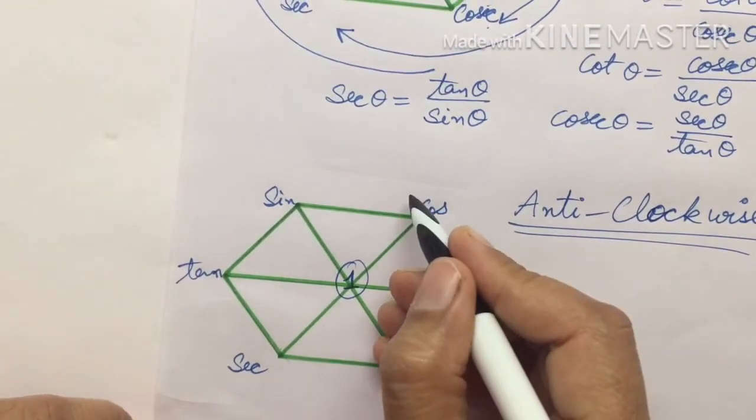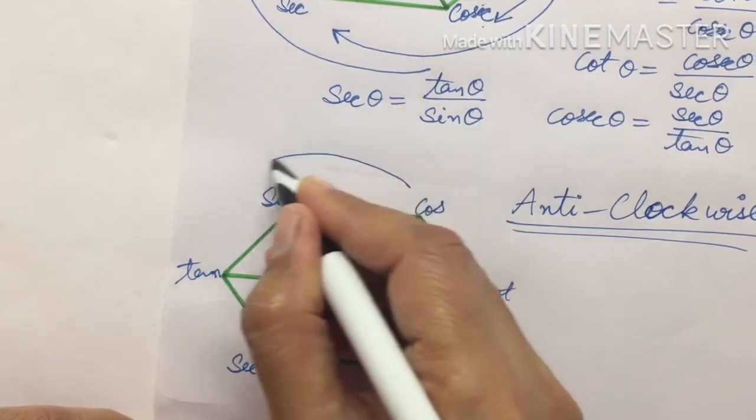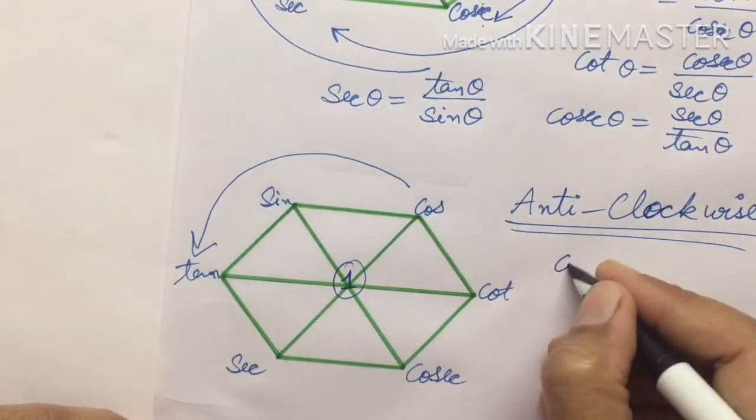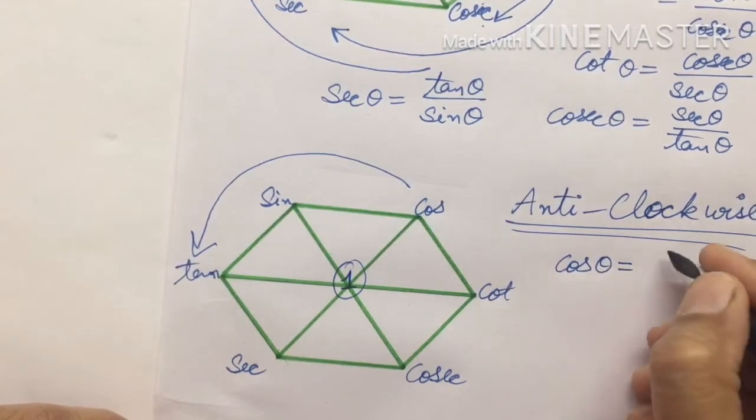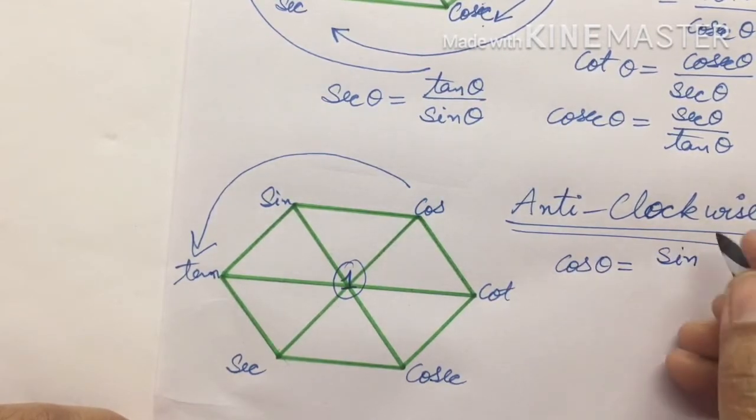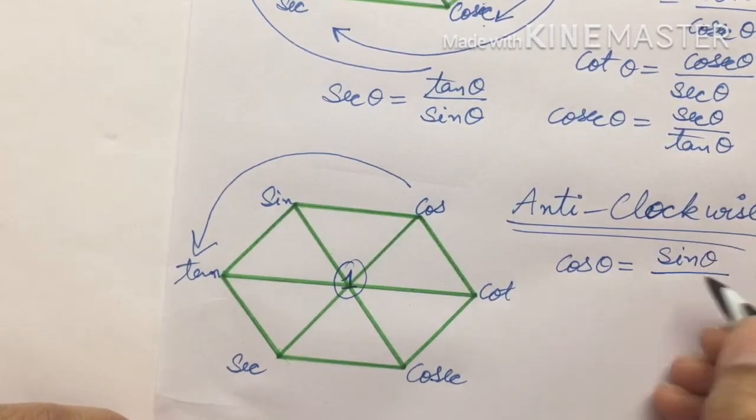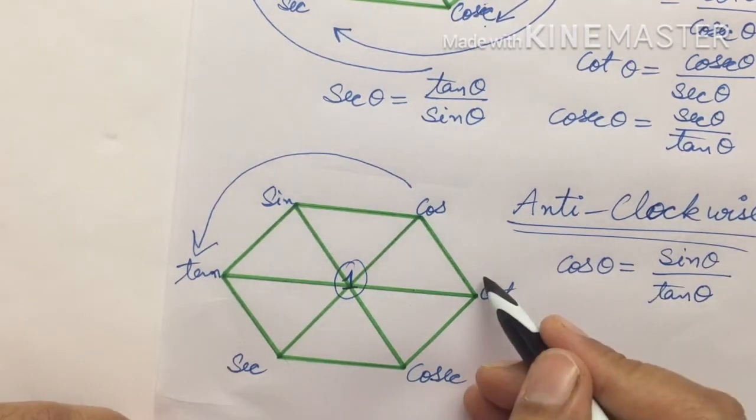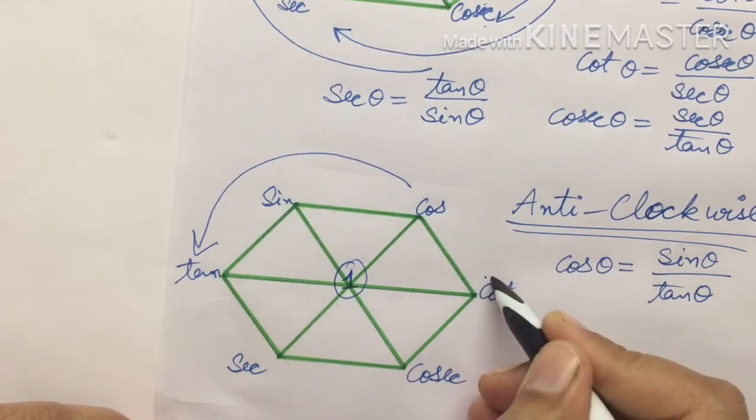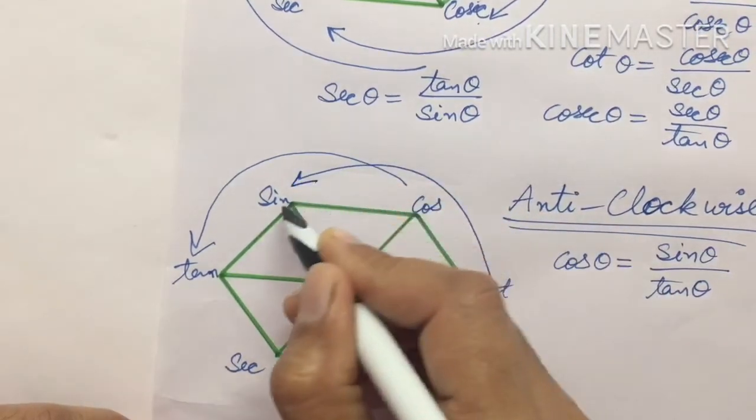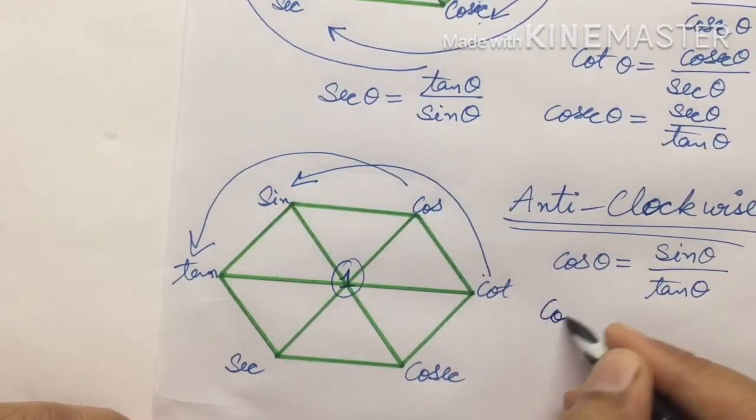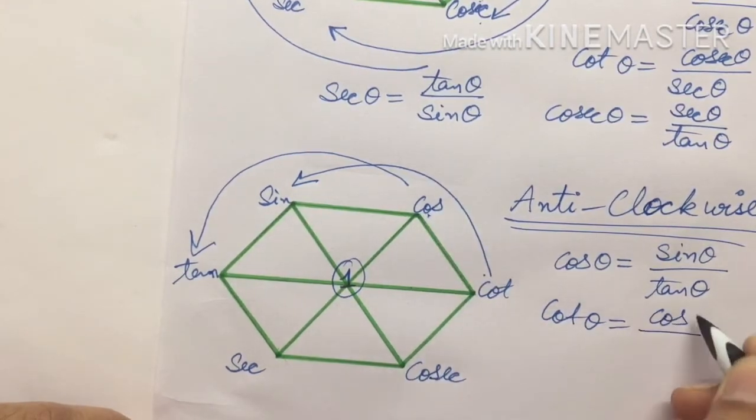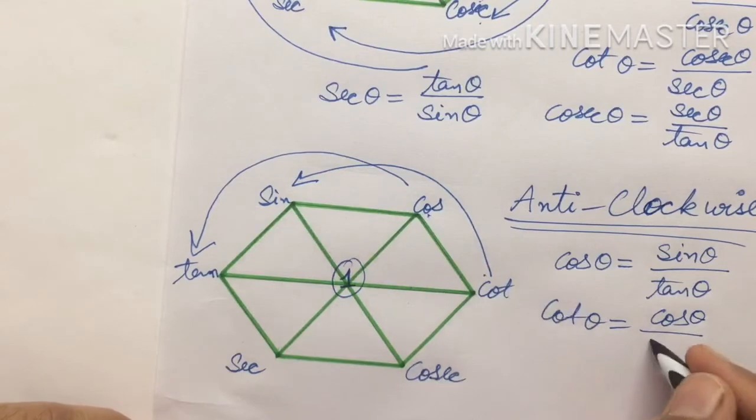If I start from here, cos, then sine and tan. So cos theta is equal to sine theta upon tan theta. Then if I start from cot, then up to sine. So cot theta is equal to cos theta upon sine theta.